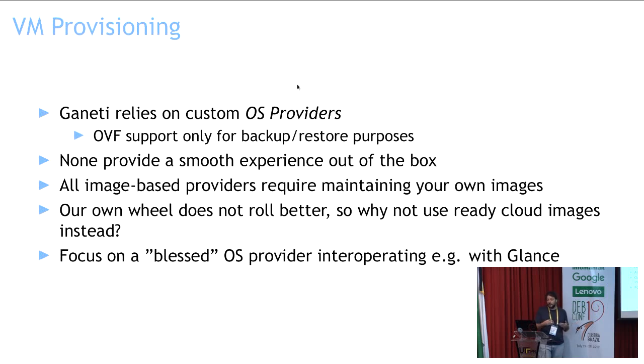So we've been asking ourselves, since our own wheel does not roll better, why not use ready cloud images instead? There are different solutions out there. We're mostly compatible with anything that runs on QEMU, so we could, for instance, use even Amazon AMIs. So the project should focus on a blessed, let's say, default OS provider interoperating with, for instance, OpenStack images. We're not completely sure about this yet. The discussion is still in progress, but it's a step that has to be taken forward.